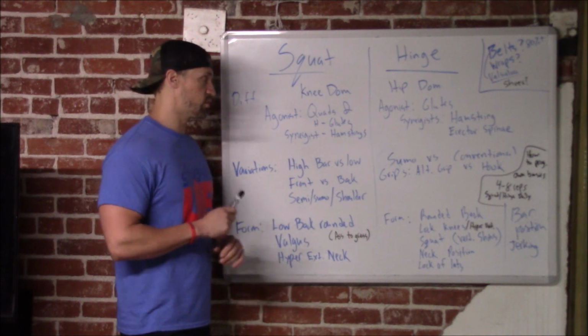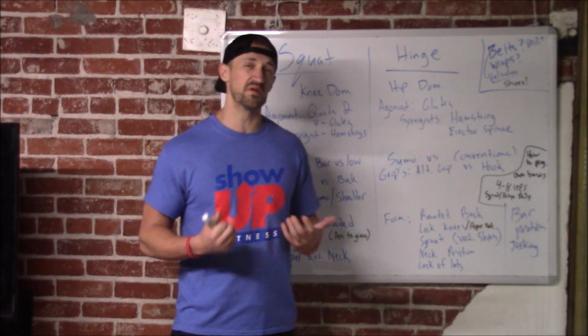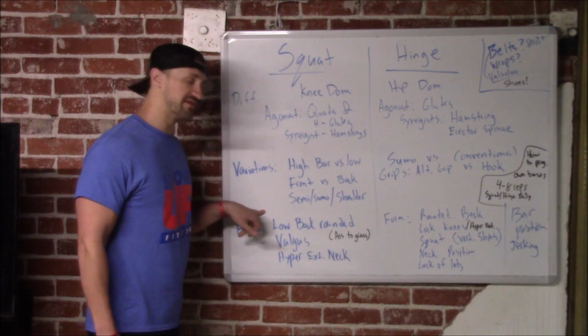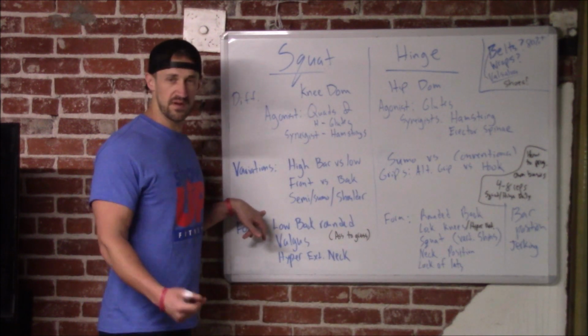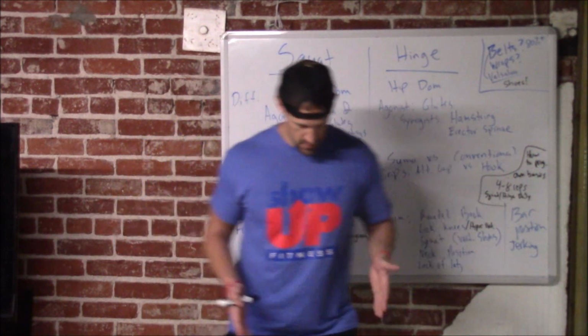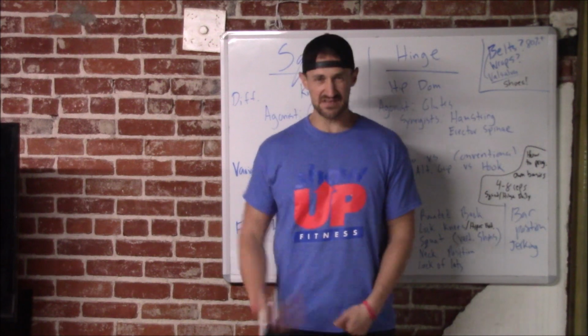Form, where we're going to have improper form, where we're going to see people really break down. For the squat, low back rounded. We get this from the butt wink, from teaching people ass to the grass. Everyone needs to squat with our feet parallel and ass to the grass, right?